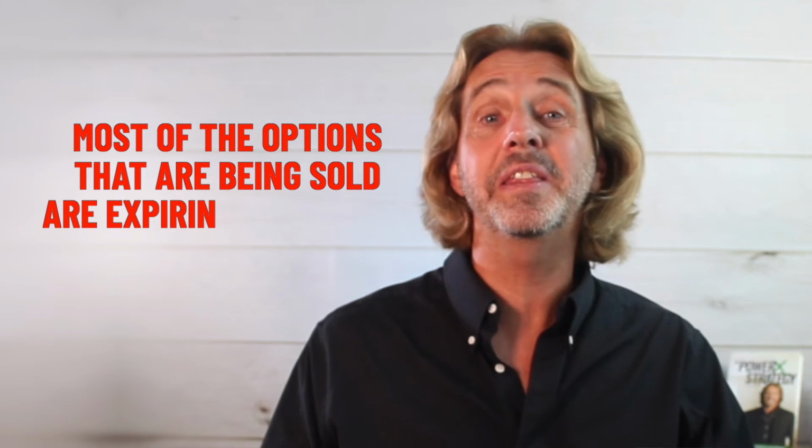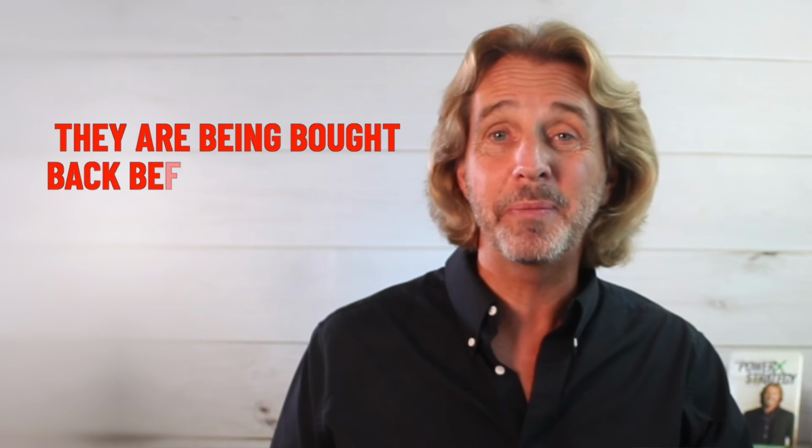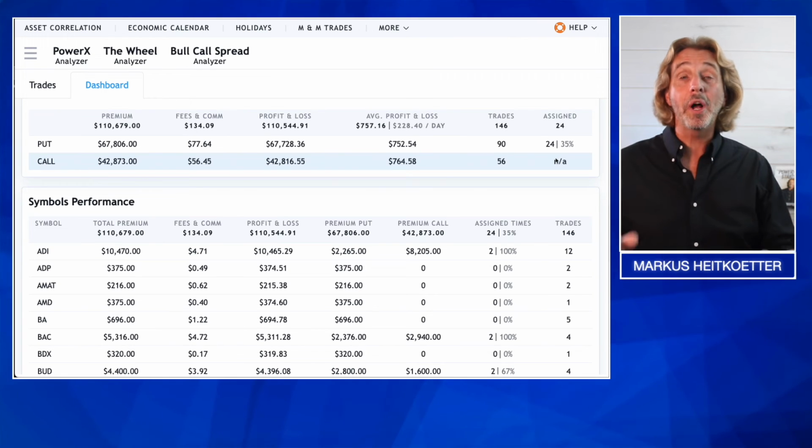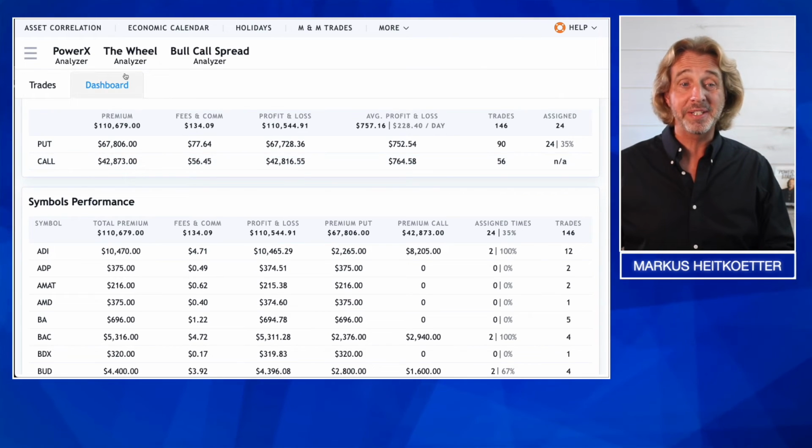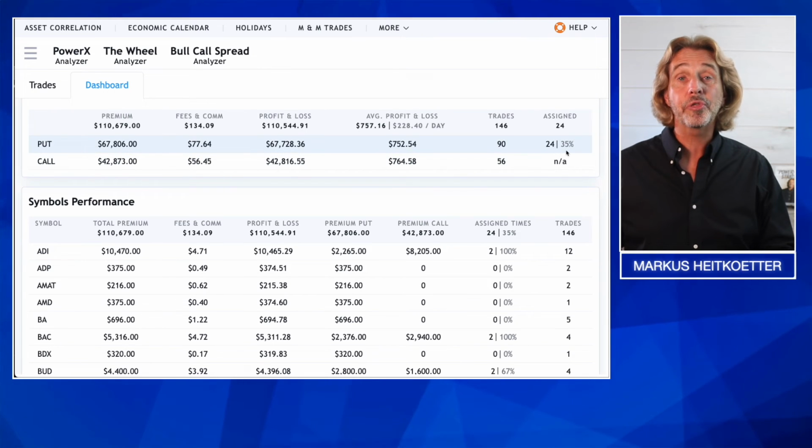So why is the broker only requiring a fraction of the cost to put this trade on? Very easy. Number one, most of the options that are being sold are expiring worthless, or number two, they're being bought back before expiration, and therefore the trade is closed. I personally want to get assigned, but if you take a look at my stats, this is my trading log here, I'm only getting assigned 35% of the time, as you can see here.